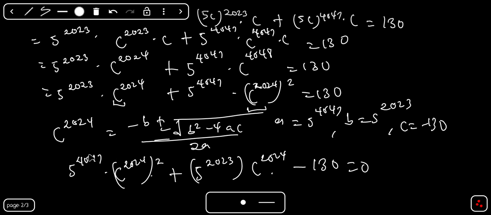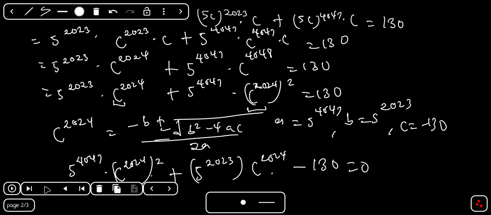All right, guys, so let's move on to the next step. So moving on to the next step, we have c raised to the power of 2024, which is equal to minus b plus or minus the square root of.